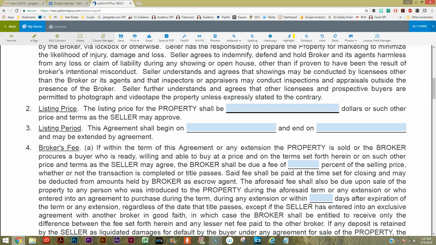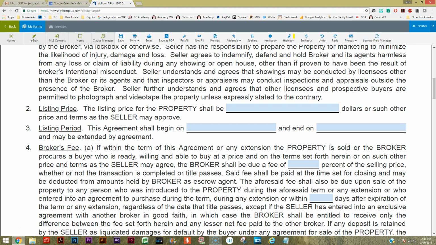Listing price. Well, you probably had a significantly lengthy discussion with the seller about the listing price. It should be fairly straightforward what this is going to be right now. Remember, in the end, it is the seller's determination of what the property should list for, not yours. And should you change the listing price in the future, you definitely want to use an amendment to the listing agreement. Maybe we'll make a quick separate video for that document.